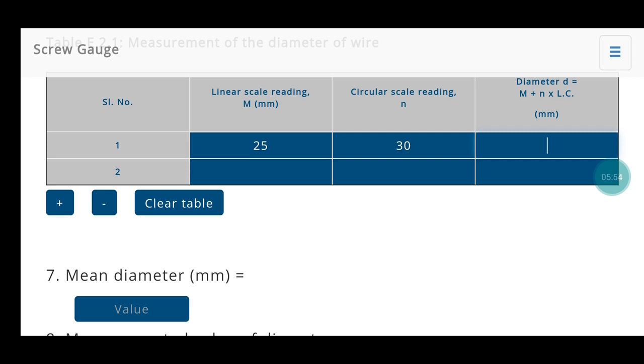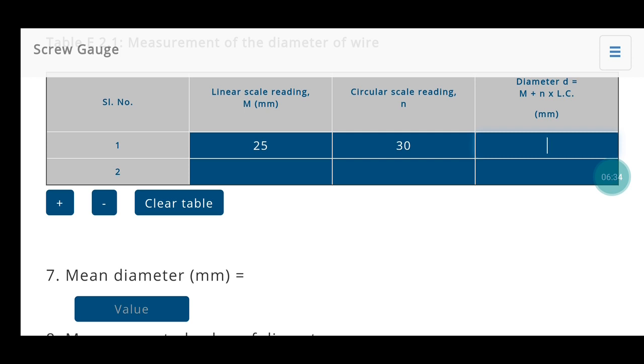It means you will multiply 30 with 0.001 centimeter. If you multiply in your copies, multiplying 0.001 with 30, you will get 0.030 centimeter.